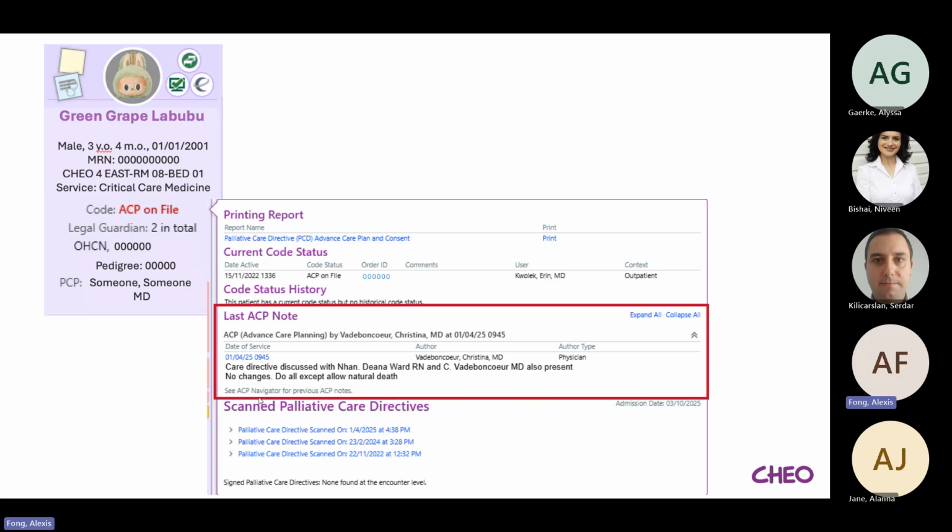The most important part for you, particularly in an urgent situation, is this last ACP note piece. That will be a very succinct, quick, simple way of saying, do they want CPR? Do they want intubation? Do they want to allow natural death? You will see that there are some scanned palliative care directives, the PCDs, and those are documents that the palliative care team uses. You can always take a look at them, and we'll look at them in the following slides.